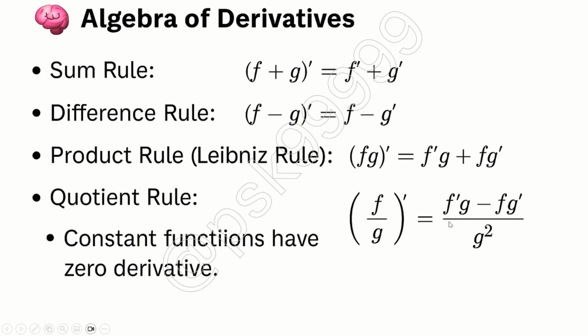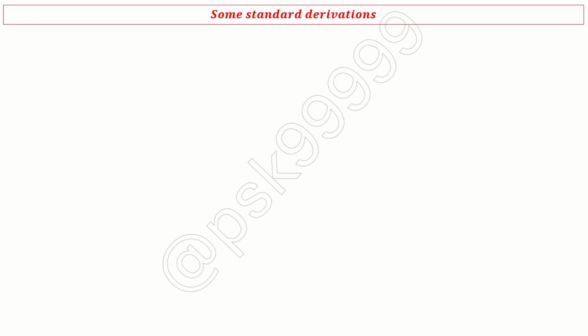Then the quotient rule: f by g dash is nothing but f dash g minus f g dash divided by g square. If you see this one and the product rule, it is almost the same except there is a negative. Instead of plus you have a minus term, and then you divide by g square. This is provided g of x is not equal to 0. So these are the algebra of derivatives, which are very simple. The only thing is functions may go very complex, so doing differentiation sometimes becomes very difficult. You should have some patience to do that. Some standard derivatives, we'll see how we got them.